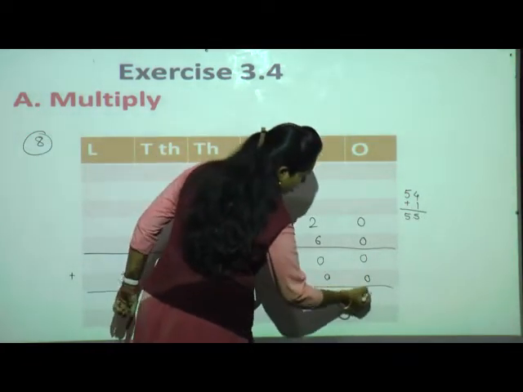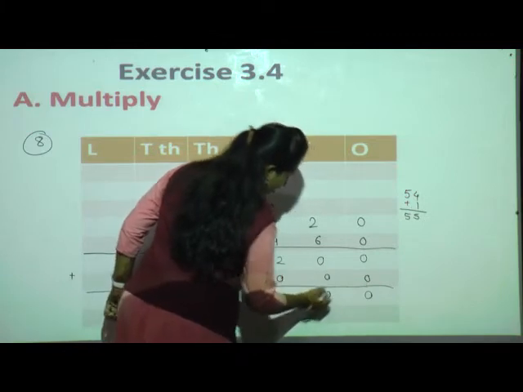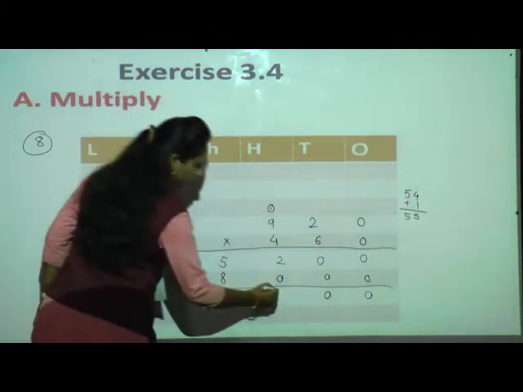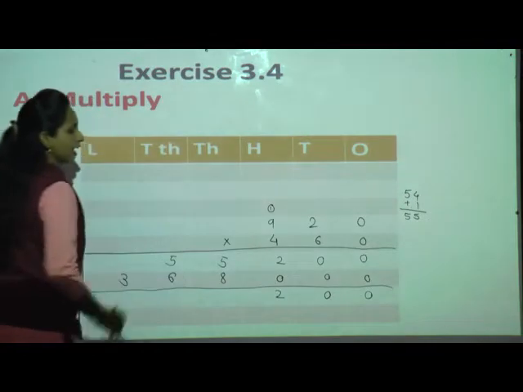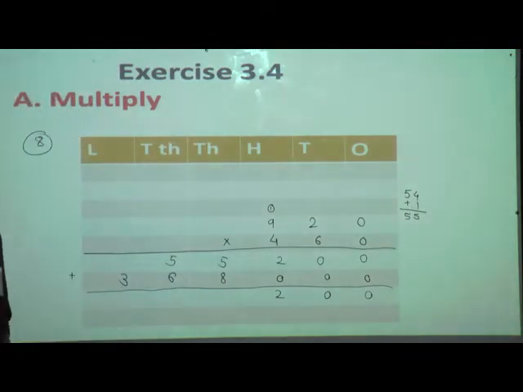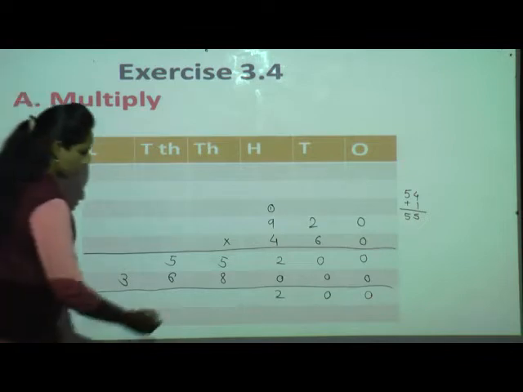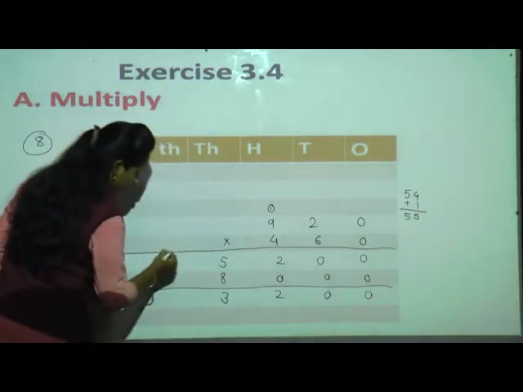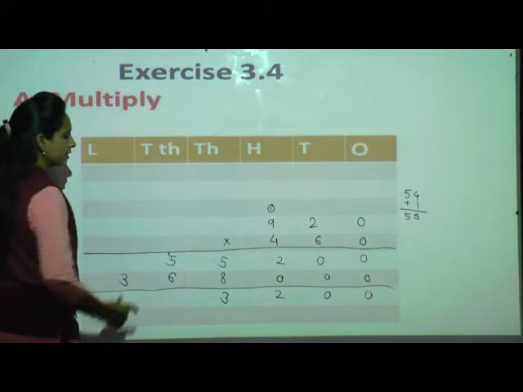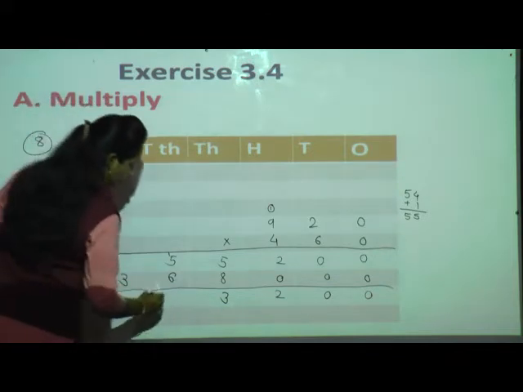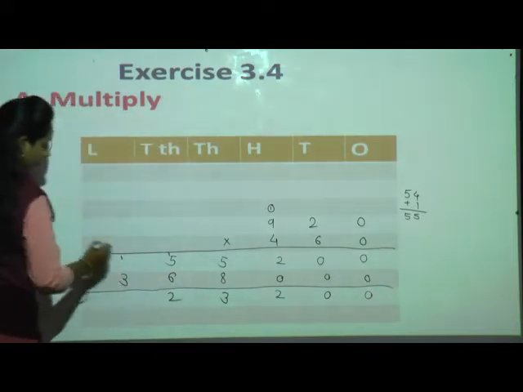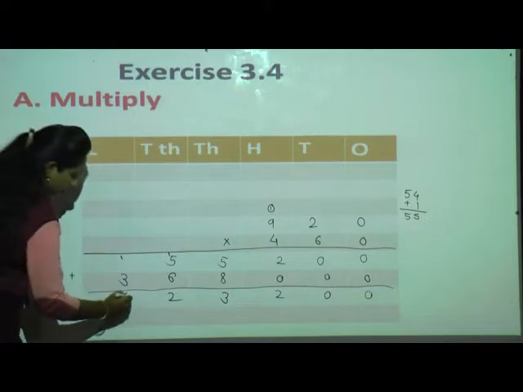0 plus 0, 0. 0 plus 0, 0. 2 plus 0 is 2. 5 plus 8, tell me, count everyone, 13. So write here 3 and 1 will be carry over. 1 plus 5 is 6, 6 plus 6 is 12. 2 here, 1 will be carry. 1 plus 3 is 4.